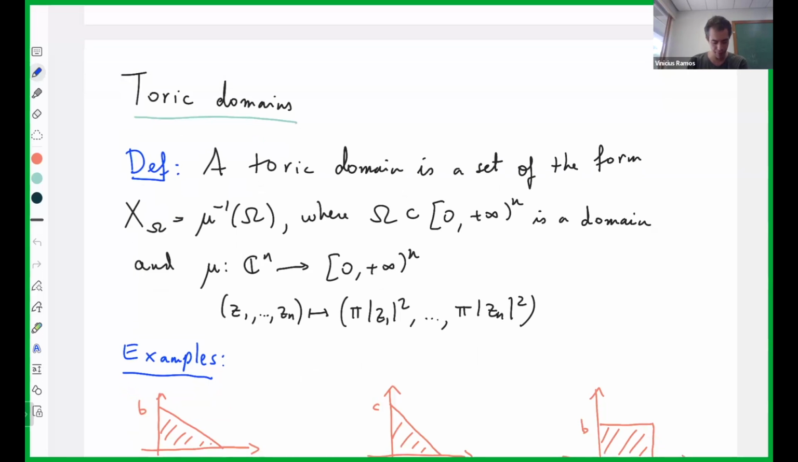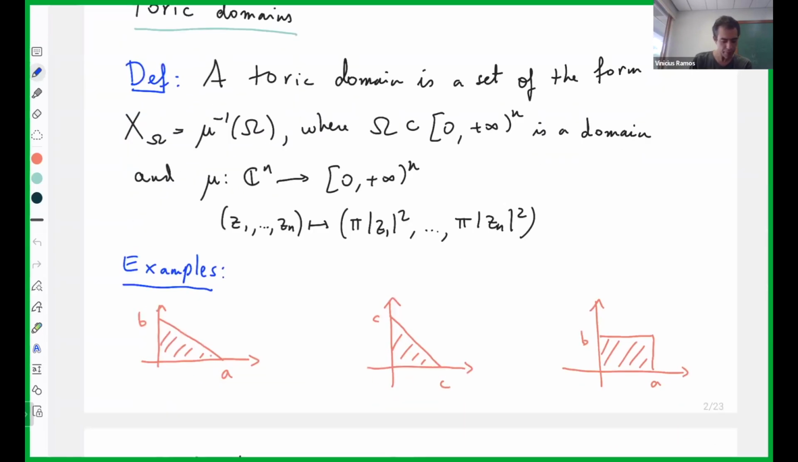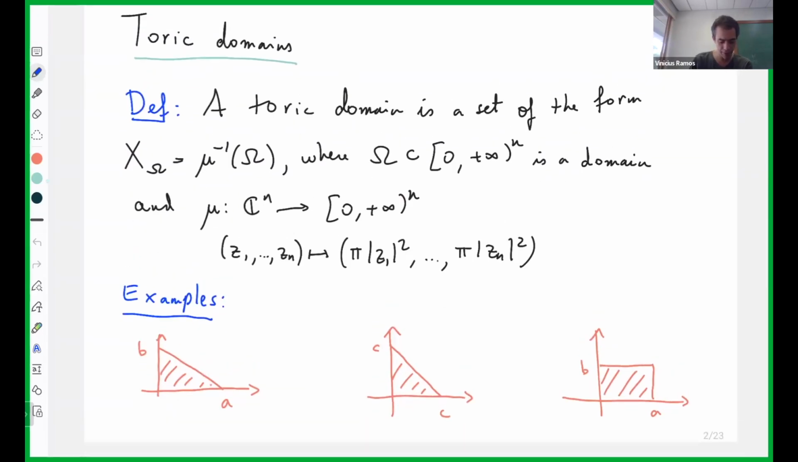Here are some examples. The example on the left is what we usually call the ellipsoid, here in 4 dimensions. We'll call this E(a,b). Sometimes I'll put the 4 here to denote it's 4-dimensional. A particular case is a ball, B4. And on the right, we have a polydisk.